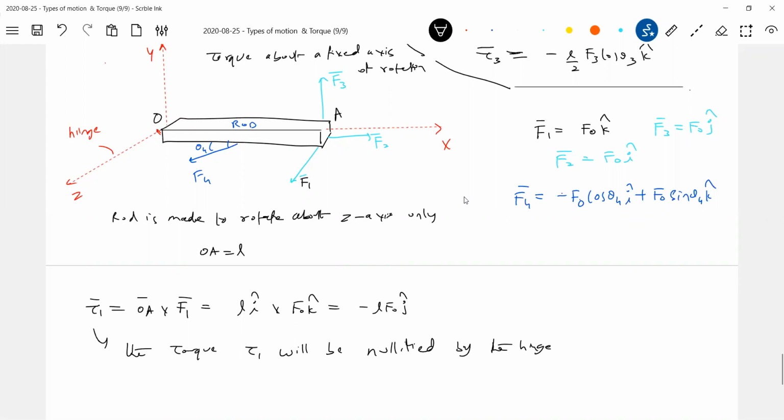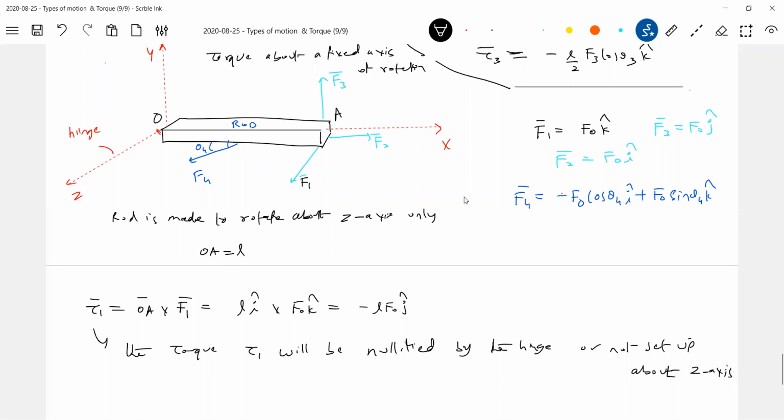So as good as you can put, this is about the z-axis, tau 1 will be 0. About the z-axis. But sir, already you calculate about the z-axis only, but it's acting along the y-axis here. So it is not permitted to rotate. So you should put it as almost equal to 0. Just say that it will not be set up. Torque tau 1 will be nullified by the hinge or not set up about the z-axis. I think we have to be very careful about fixed axis rotation.